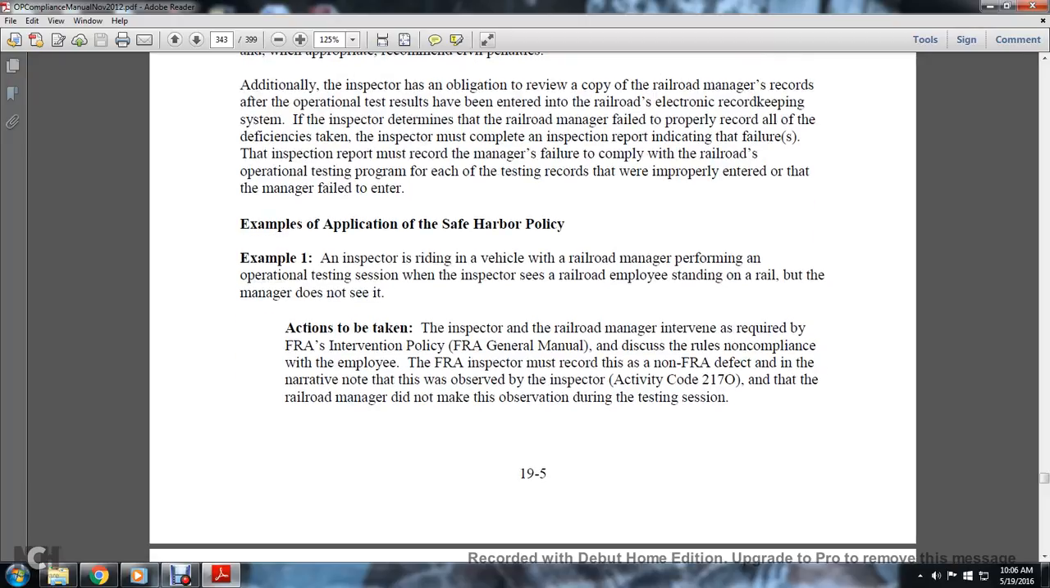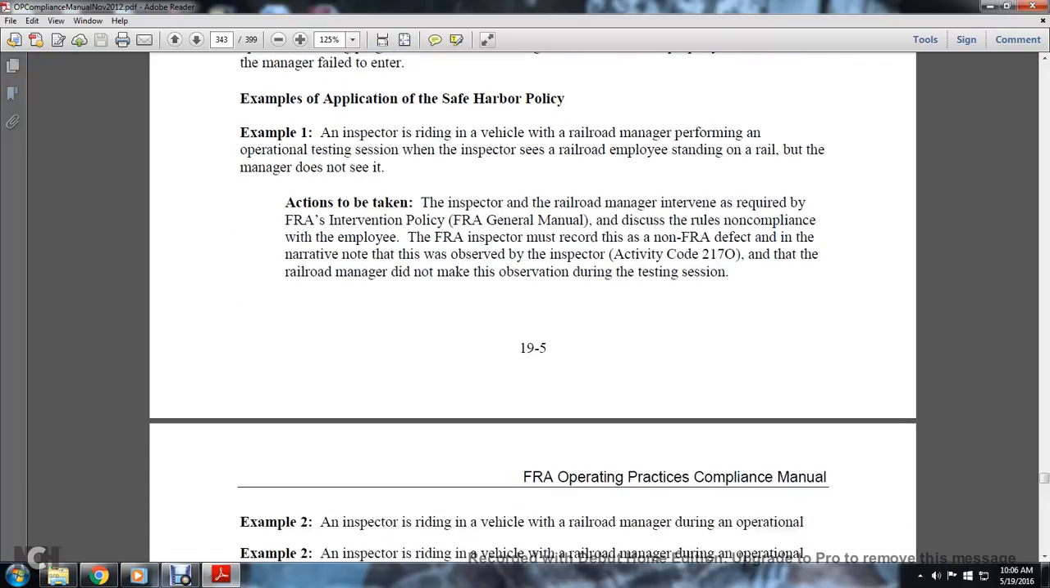Examples of the application of the safe harbor policy. Example 1. The inspector is riding in the vehicle with the railroad manager performing an operational testing session. The inspector sees a railroad employee standing on the rail, but the manager does not see it. Action to be taken: the inspector must intervene as required by the FRA intervention policy. The FRA general manual discusses the rules on non-compliance with the employee. The FRA inspector must record the non-FRA defect in the narrative note with inspector activity code 217.0, and that the railroad manager did not make the observation during the testing session.